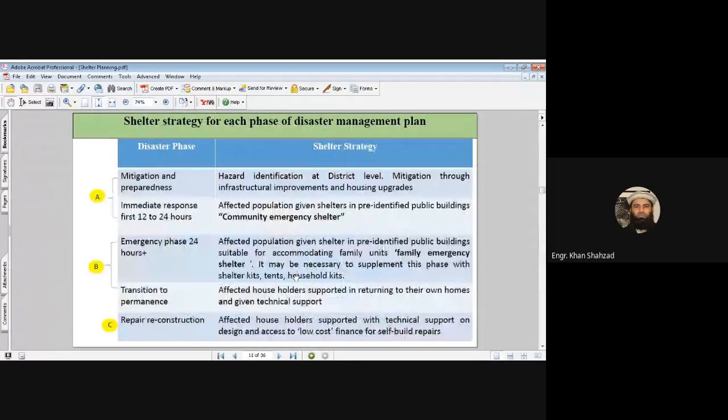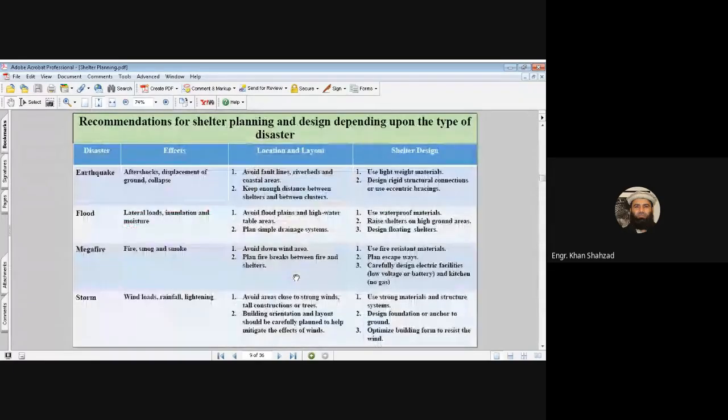So the next is the fire and smoke. These can be the effects of a mega fire. So how can we avoid them? We should avoid the downwind area. We should avoid the area in which the wind will go in that direction and will try to take all the smoke or the fire towards the shelters. Plan fire breaks between fire and shelters. Provide some barriers between the fire and shelters.